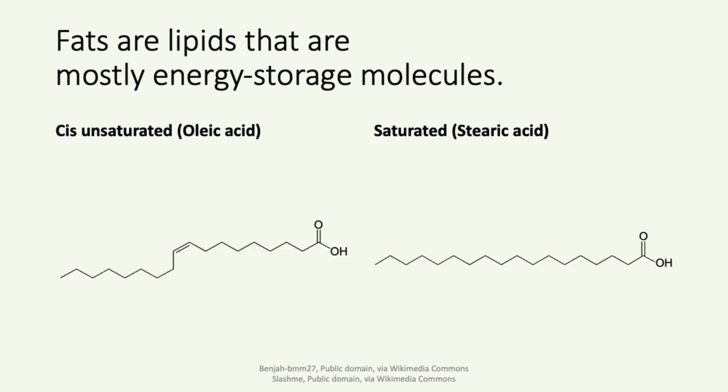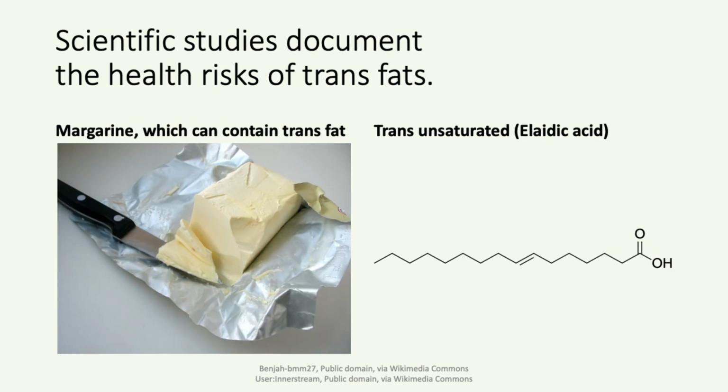Saturated fatty acids are found in animal fats, while unsaturated fatty acids are typical of plant oils. Scientific studies document the health risks of trans fats. In the 1890s, a process was invented that added hydrogen atoms to the double-bonded carbon atoms of unsaturated fats, producing partially hydrogenated vegetable oils. These new fats had several desirable traits: they didn't spoil as quickly as oils and could withstand repeated reheating for frying.